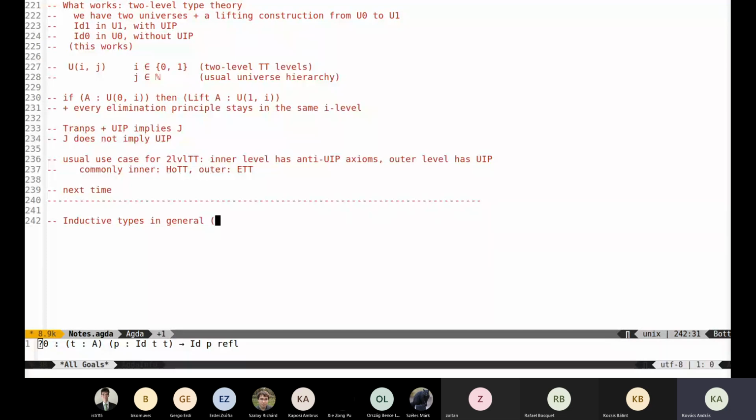Maybe the next time is Raphael. Maybe Raphael could mention W types, but I leave the choice to Raphael if he wants to mention inductive types in general. I'm not an expert in W types. Yeah, so I think this could be skipped, and we just say that an inductive type is what you would intuitively expect in the following.